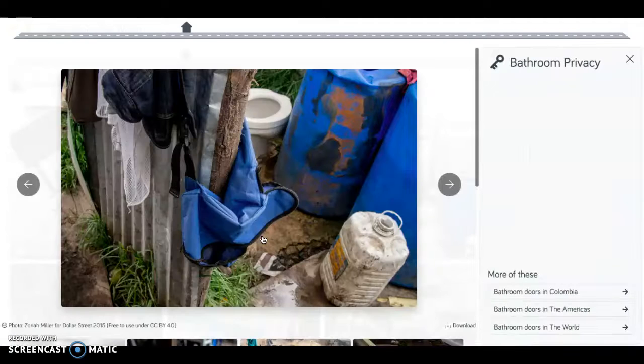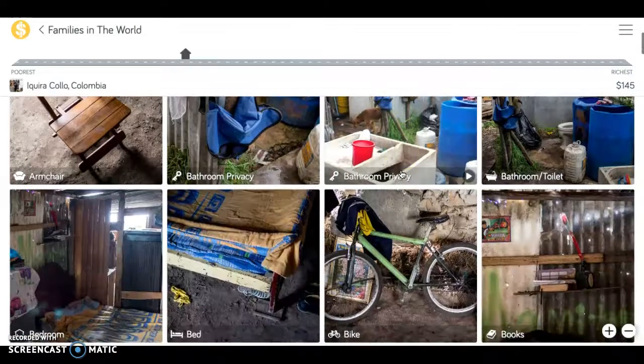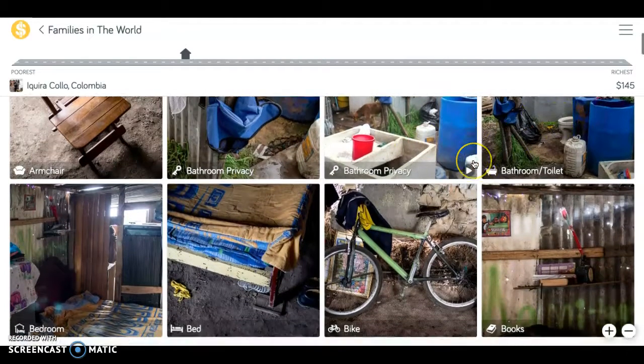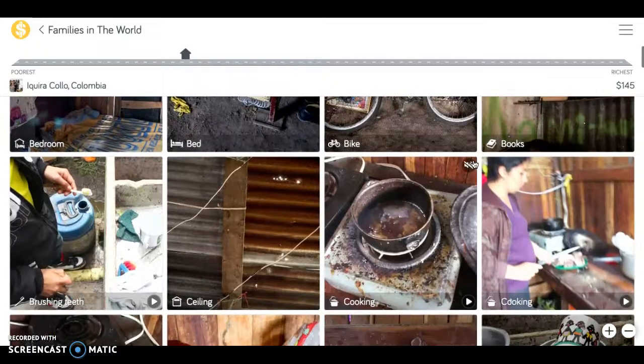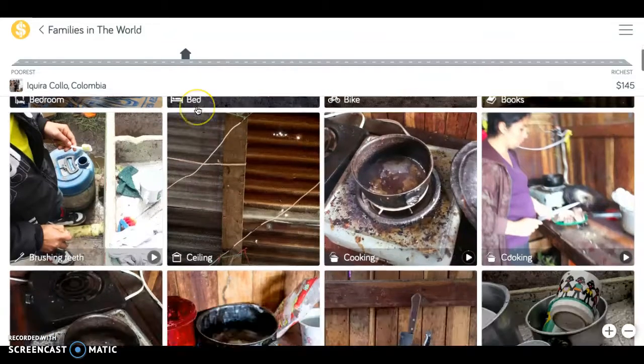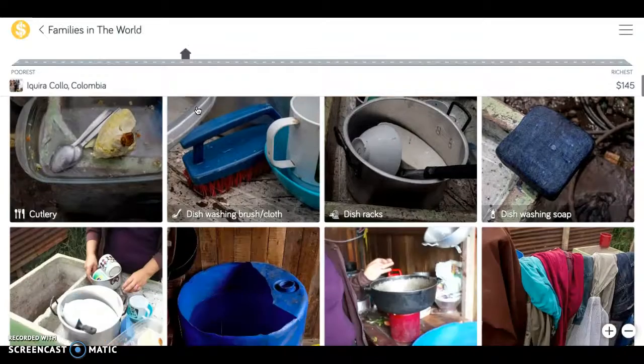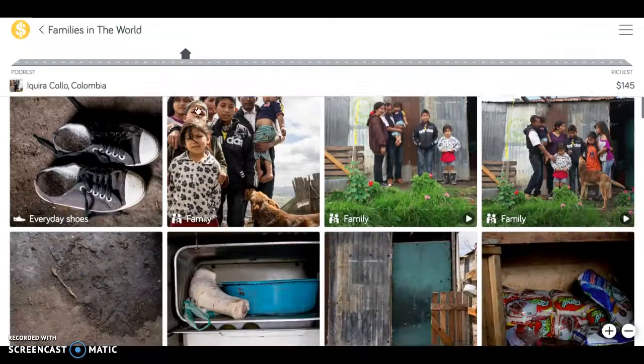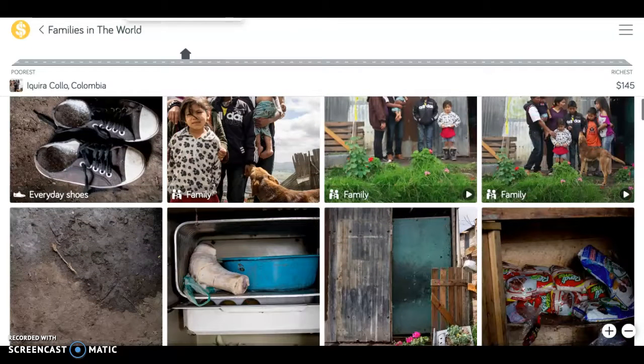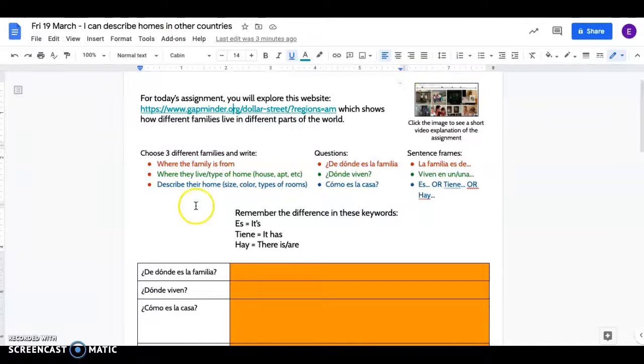It looks like there's a picture of the bathroom, and it looks like it may not be in the house. So we're going to keep looking. Bathroom, toilet, and so I'm going to go back. I can look through all these pictures. They've got a kitchen, and then we're going to come back to our assignment and go ahead and fill that out.